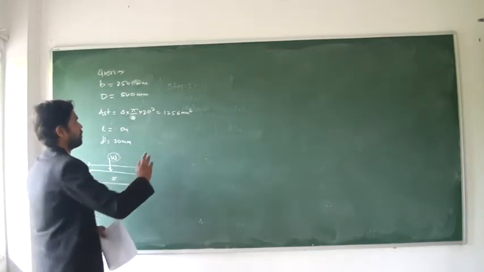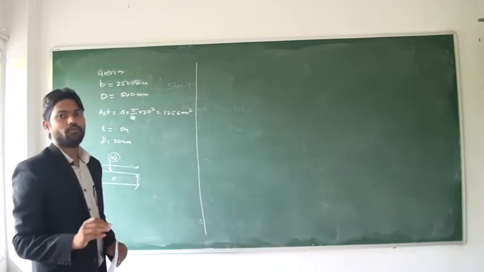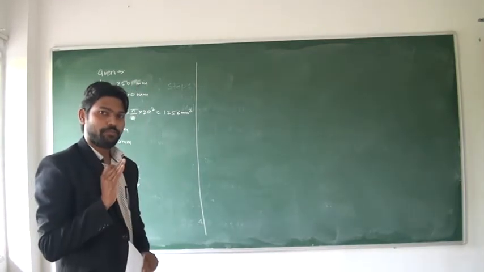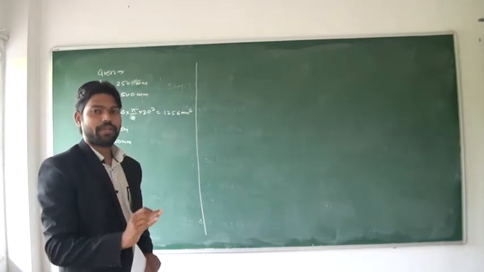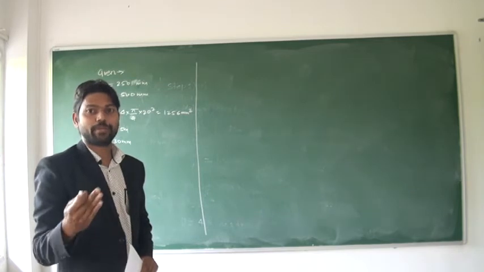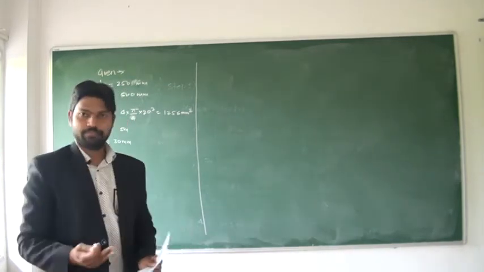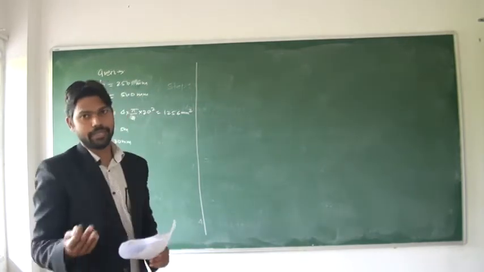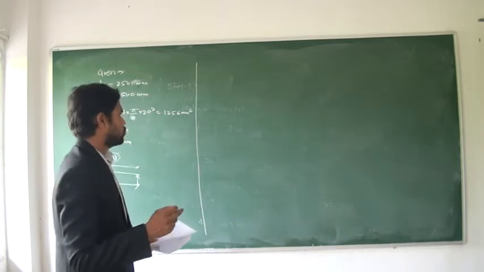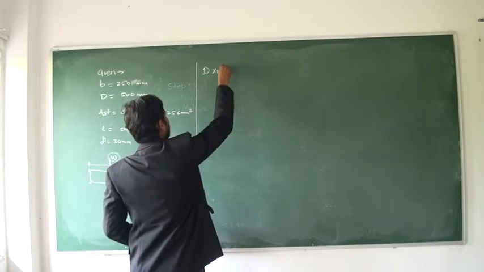So first of all we have to check whether the beam is a balanced section, over reinforced or under reinforced. Then we will calculate the moment of resistance of that beam, and then we will calculate this W value by equating moment of resistance and bending moment. So first is calculation of actual Xu. Step number 1, calculation of actual Xu.